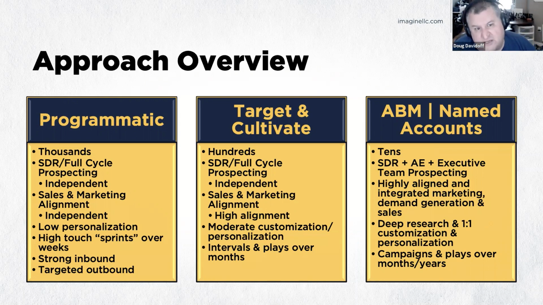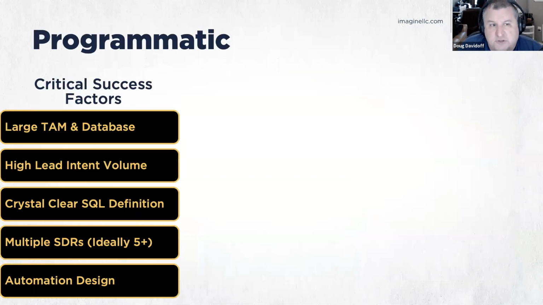If you don't need that level of customization, you're probably going to be better off running a target and cultivate game. And in an ABM approach, you're running campaigns and plays over months or even years. If you're looking to run a programmatic approach, the critical factors for success are you need to have a very large target addressable market, and a very large database. There needs to be a high lead intent volume, meaning there need to be a lot of people that are already in the late consideration phase or later.